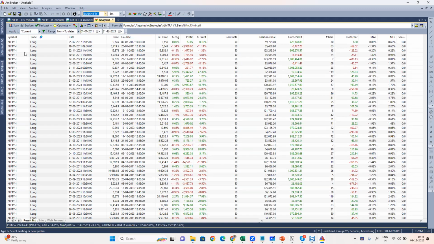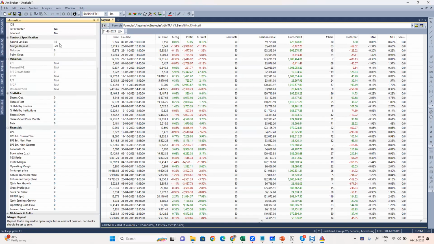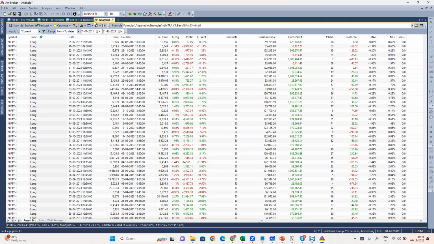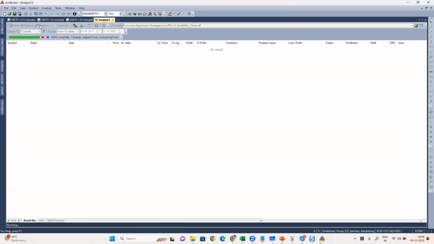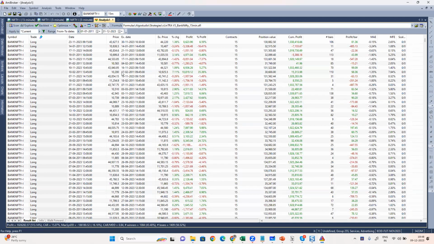Of course, for Bank Nifty, if you are doing it for the very first time, you have to go to symbol information. From here, you have to set the round lot size as 15 and the margin deposit as -20, right? So for Bank Nifty, if you're going to start from 2011 onwards, maybe an initial capital of 1 lakh is more than enough, but I'll keep it at 2 lakhs. I'll hit backtest over here. This is on a 15-minute scale we are talking about, right?